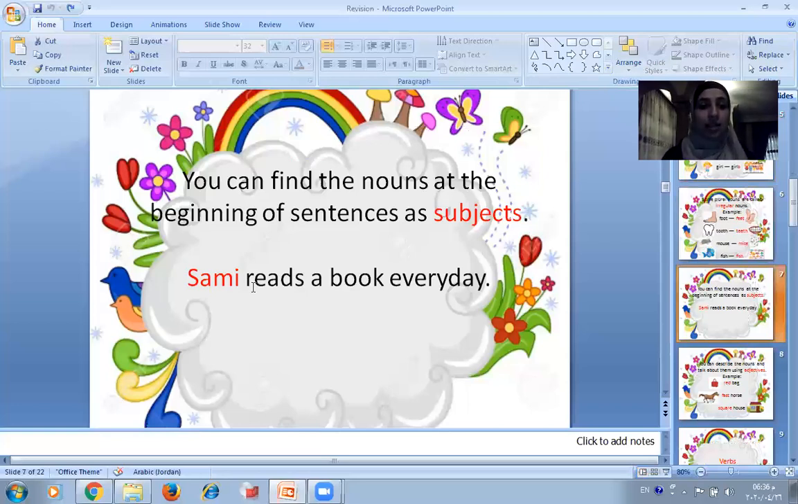Look at this sentence. Sammy reads a book every day. So Sammy is a noun. A book is also a noun, but we're talking here about subjects that are nouns. So Sammy reads a book every day. Well done.